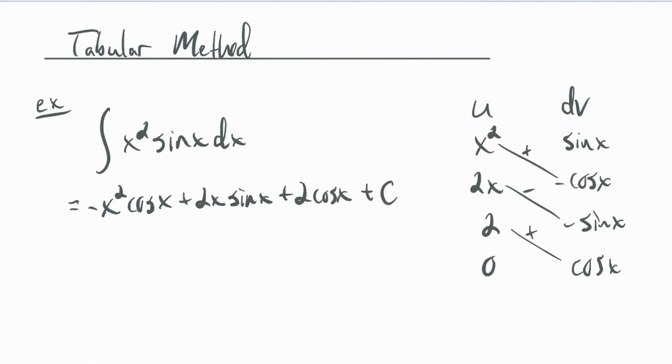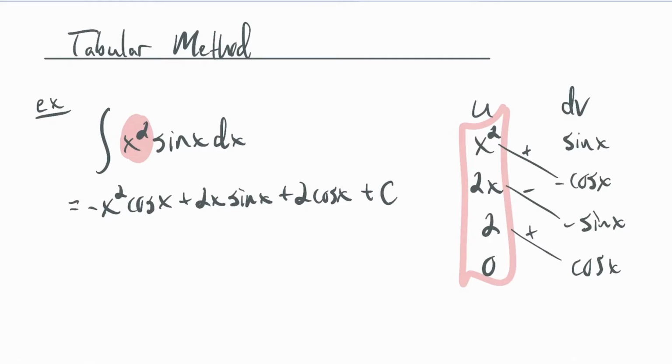So whenever the thing you would like to use for u has a derivative that becomes 0 after a few cycles, that's when the tabular method is going to work, and it's way less writing than just applying the formula with u and v. So whenever you have a situation like this, this is the way you should do it, because it's going to be quicker, considerably quicker sometimes.